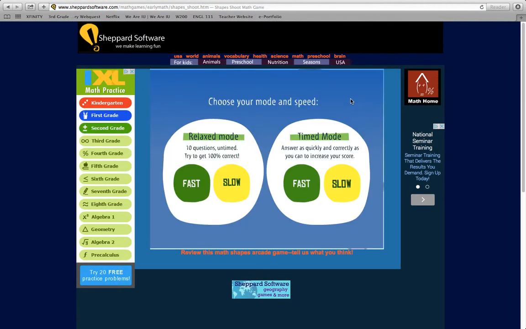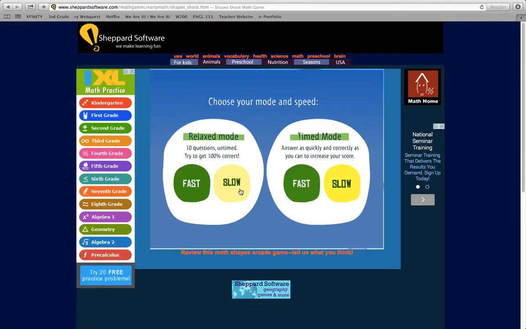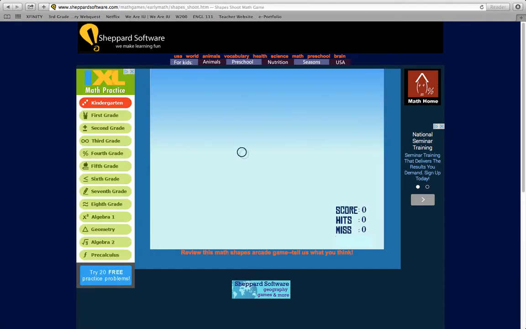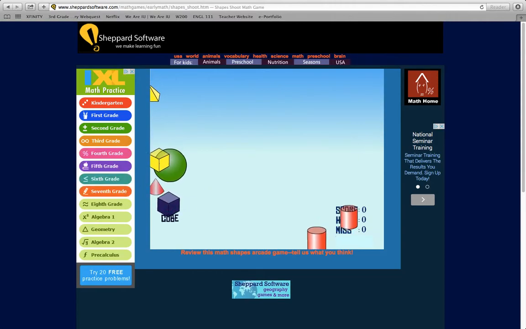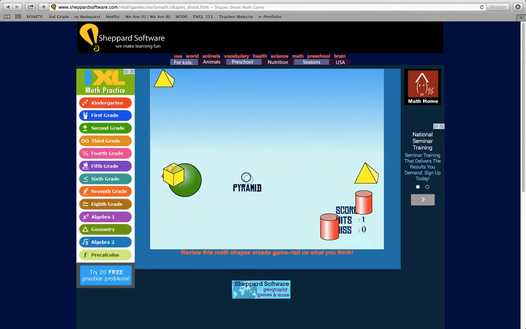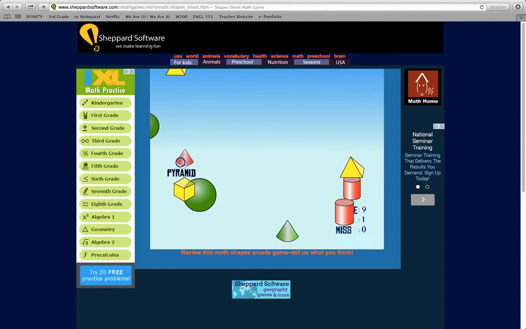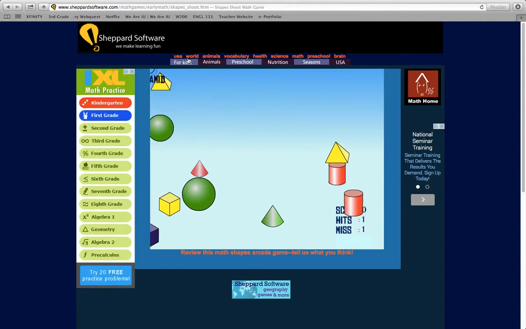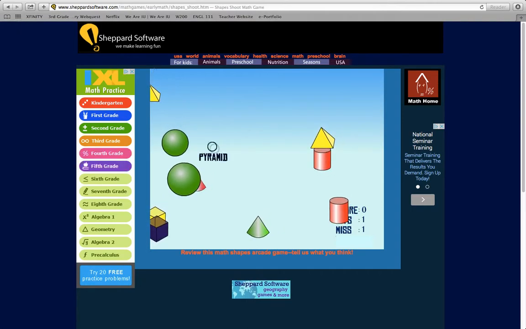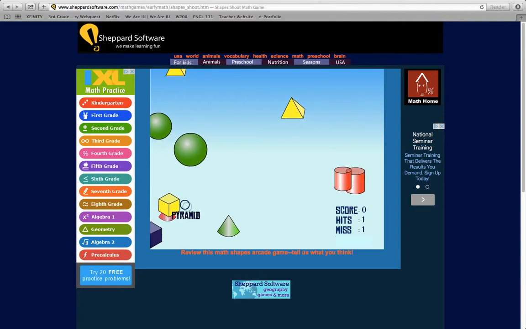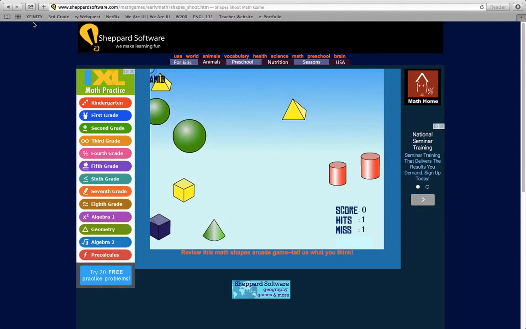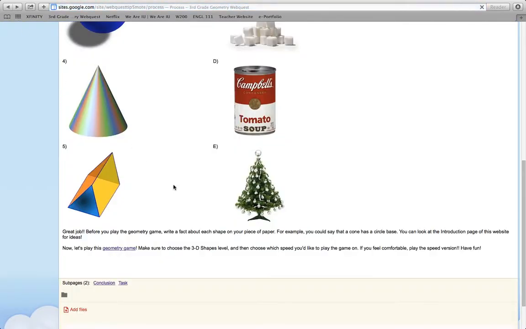Click on the 3D shapes level, and then click on whichever mode and speed they'd like to choose. And basically it gives you a shape, and then you find the shape. You get points for finding it, and you get points subtracted if you fail. So this helps them to quickly identify the shapes and kind of solidify that information in their mind.